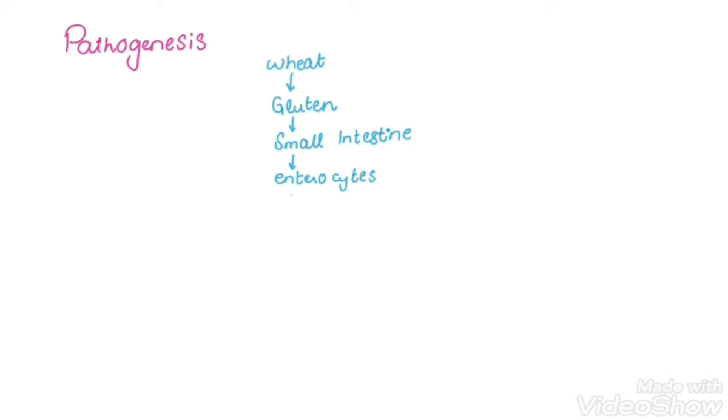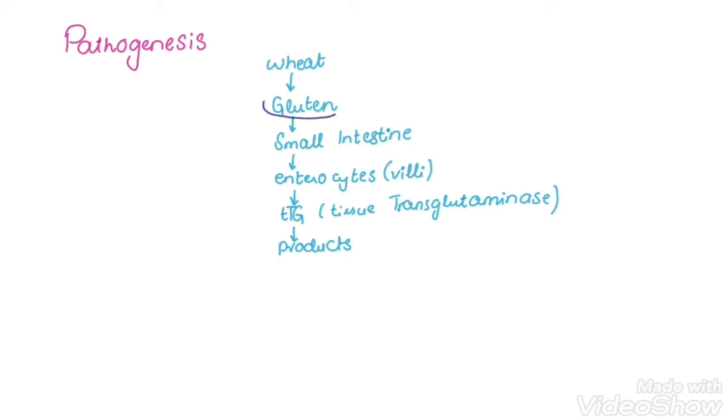A normal individual, when he takes in gluten-containing foods, for example wheat, this wheat within the GIT tract is broken down into gluten, which is absorbed into the small intestine through enterocytes that line the villi. These enterocytes have an enzyme specially devoted to the degradation of gluten further. This is known as tissue transglutaminase.